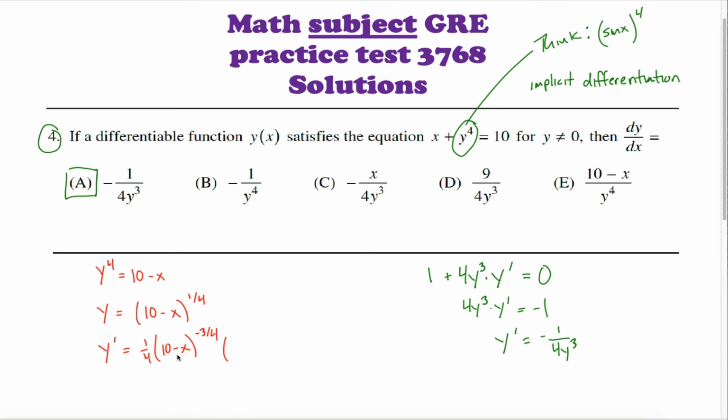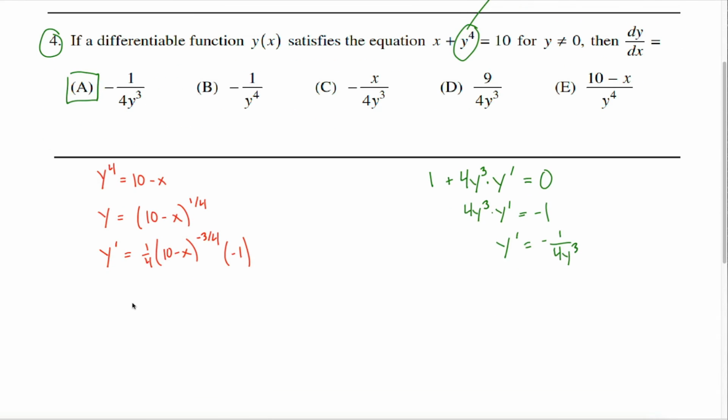But then you're not done. You still have to multiply by the derivative of the inside function. The derivative of 10 minus x is 0 minus 1, aka negative 1. You can clean things up a little bit here and say that y prime is equal to negative 1 divided by 4 times (10 minus x) to the positive 3/4 power.